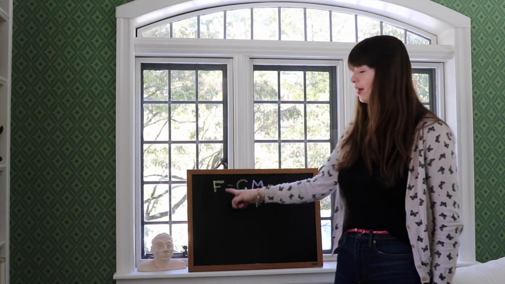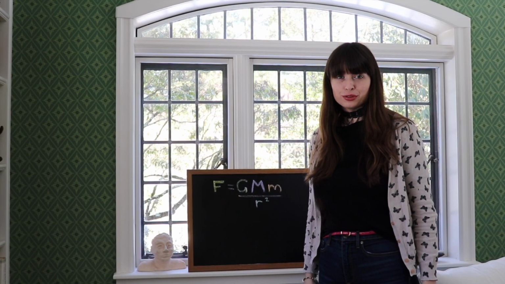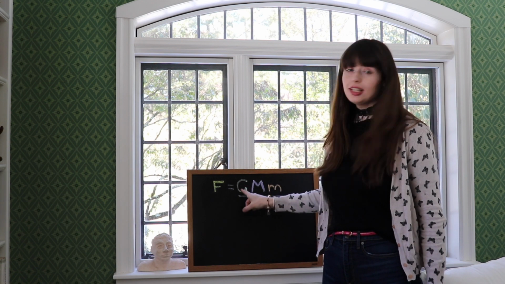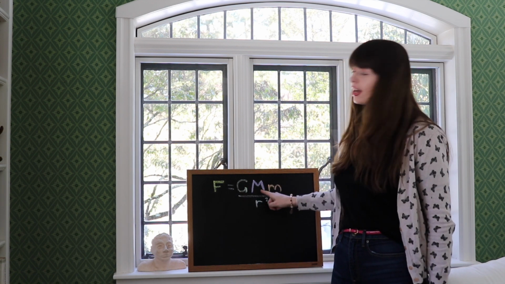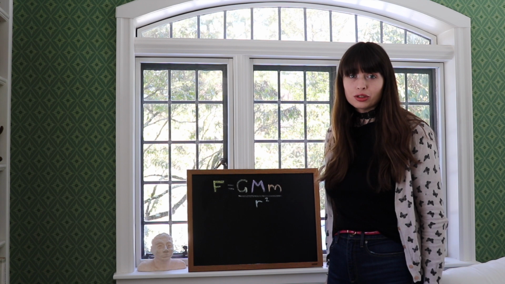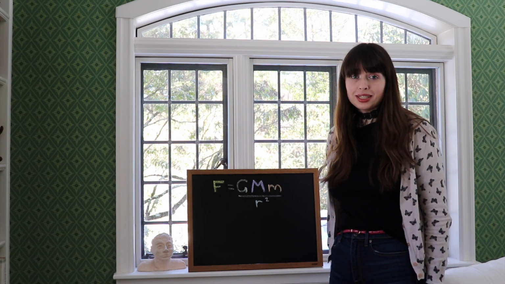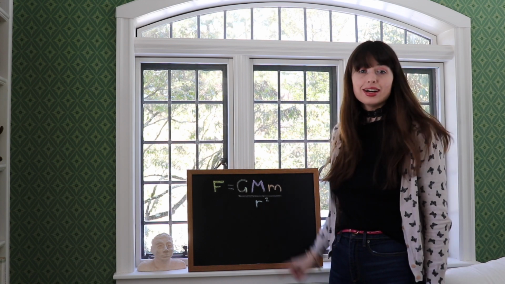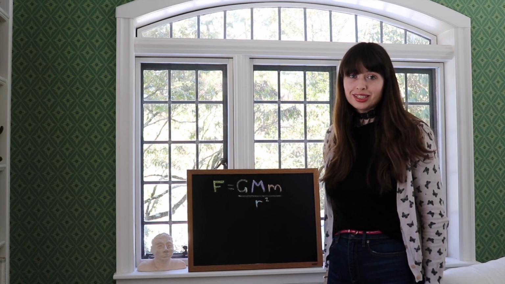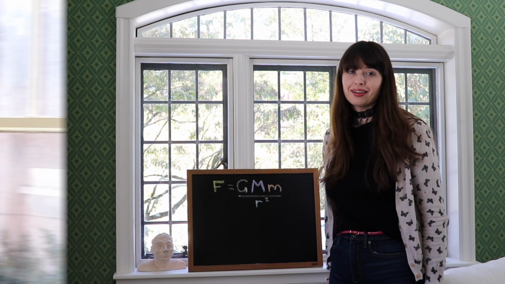In order to calculate the amount of gravitational force in between the Earth and the black hole, we need to use the equation for Newton's law of gravity. Here we have F for the gravitational force, G is our gravitational constant, M is the mass of the larger object, the black hole, little m is the mass of the smaller object, the Earth, and r is the distance in between the objects, the distance in between the black hole and the Earth.